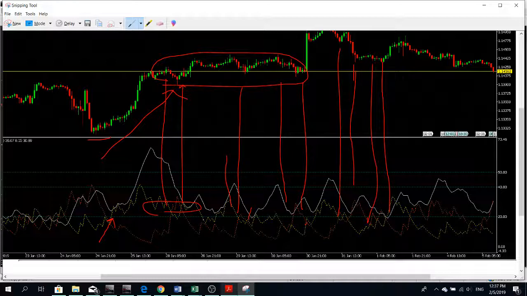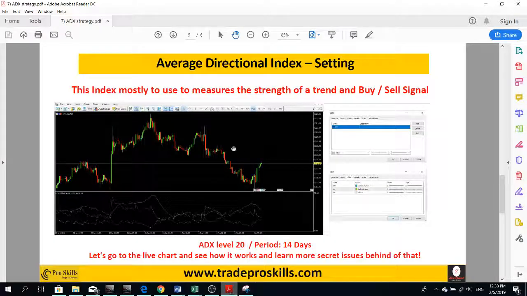But to have just an idea what the ADX, average directional index, is, how it works and how you can use it in your trends, that's a very short description about ADX and how you can use it in your trades.